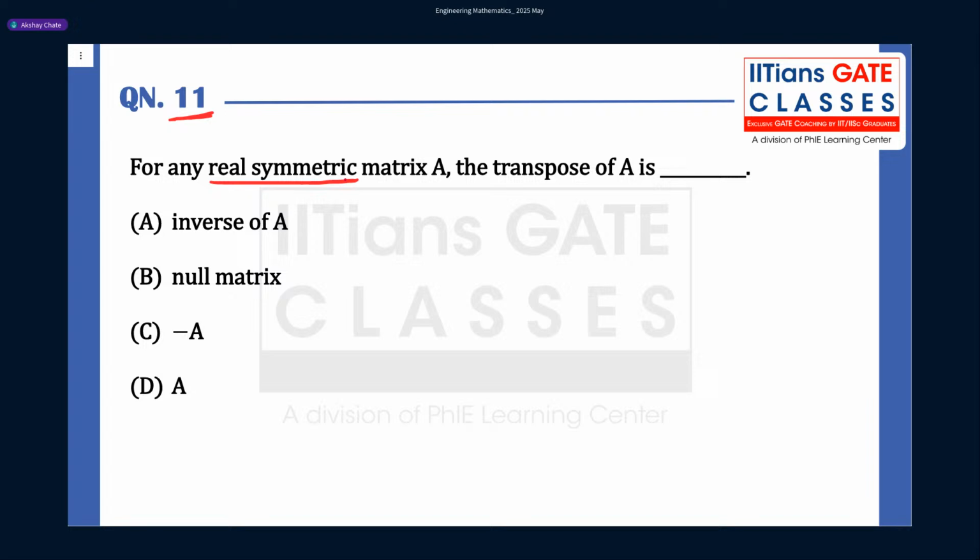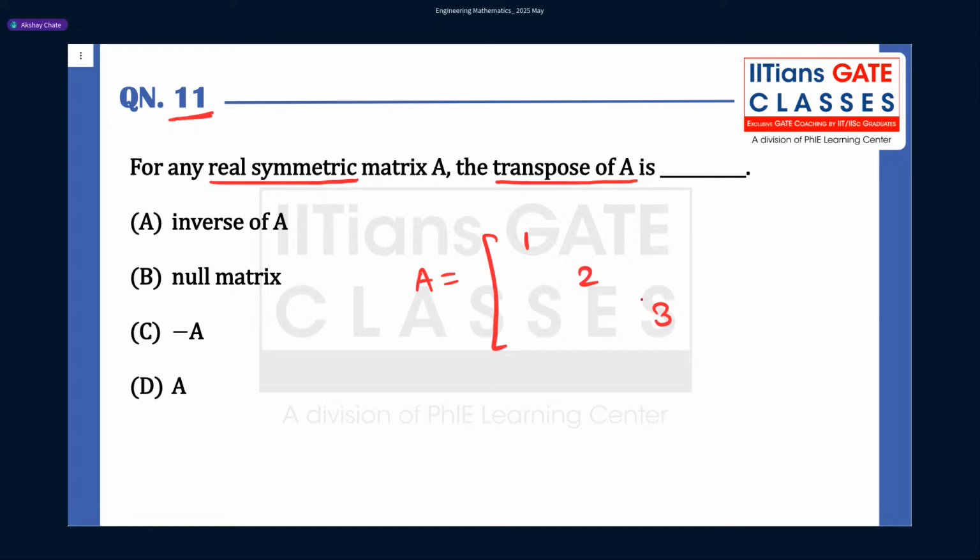Okay, so in this question, they have given you the information. It says for any real symmetric matrix A, the transpose of that matrix is equal to, and you have to select one option out of the 4 options given. The definition of a symmetric matrix is essentially that you will have a matrix of this form. The diagonal elements could be different, and the necessary condition is that non-diagonal elements should be equal to each other when you interchange their row and column index.